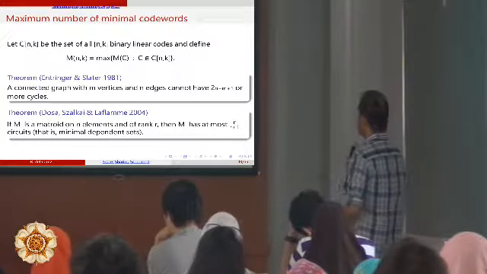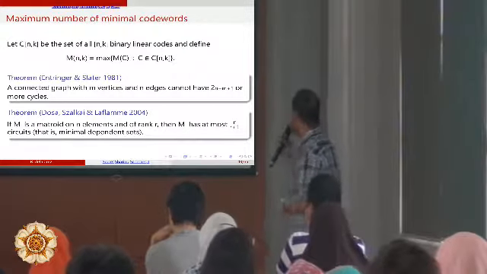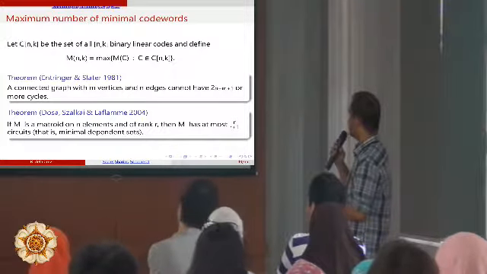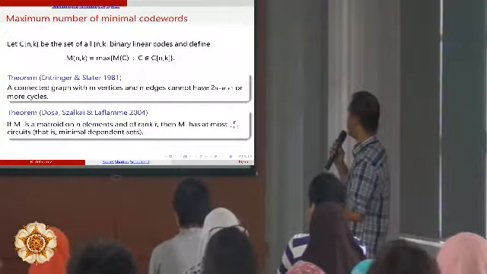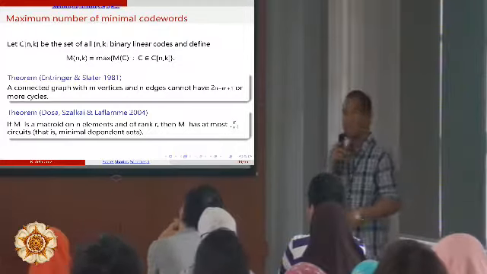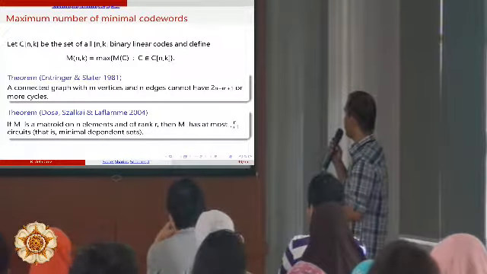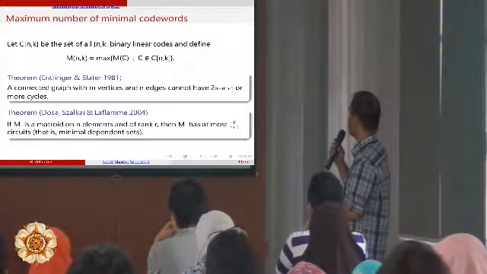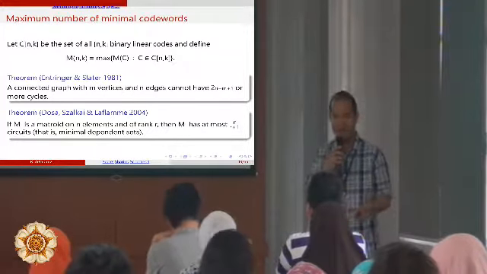So we consider the maximum number of minimal code words. So we look at this quantity. You consider all the binary (n,k) linear codes, and then you define M(n,k) as the maximum of M(C) such that C is an (n,k) binary linear code.